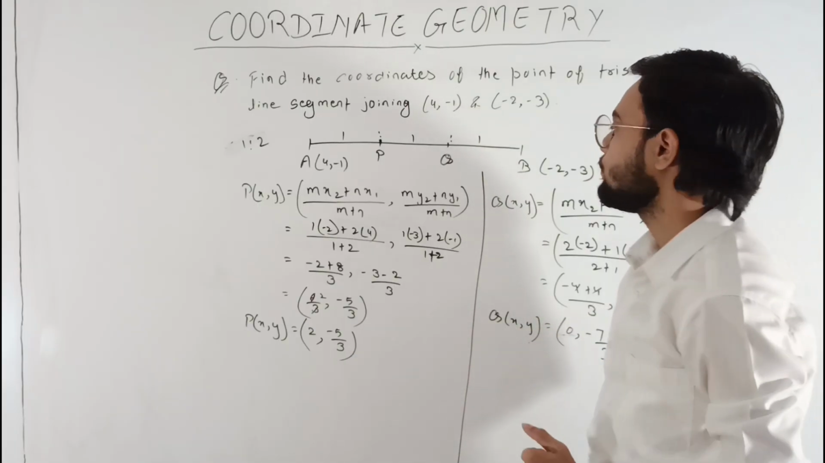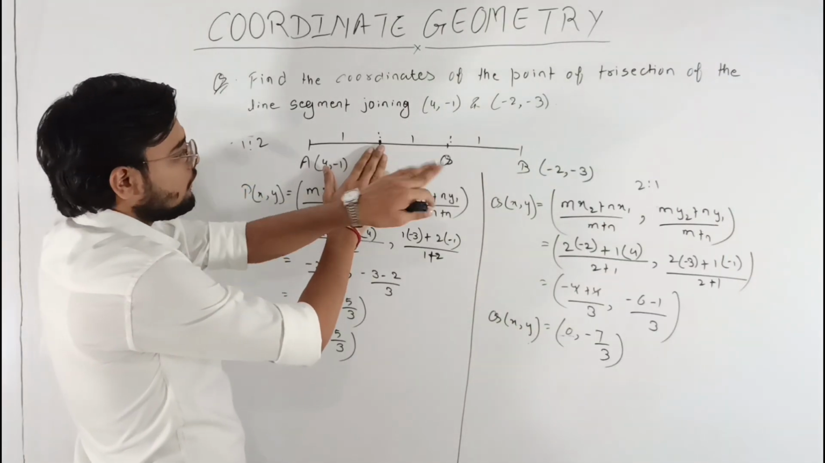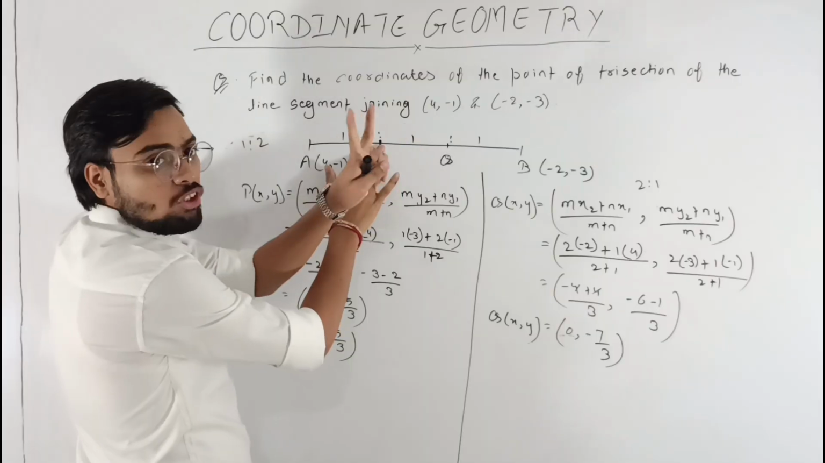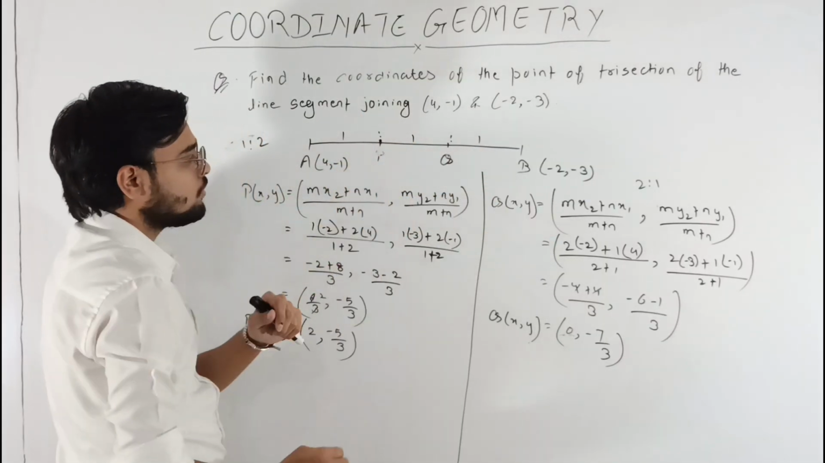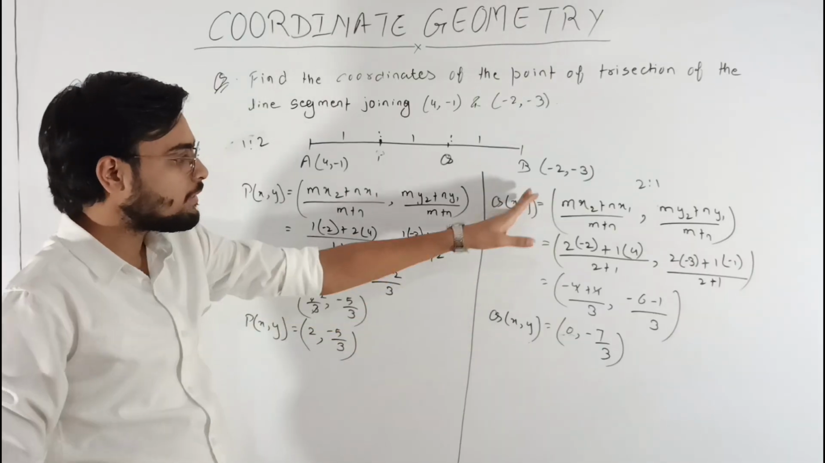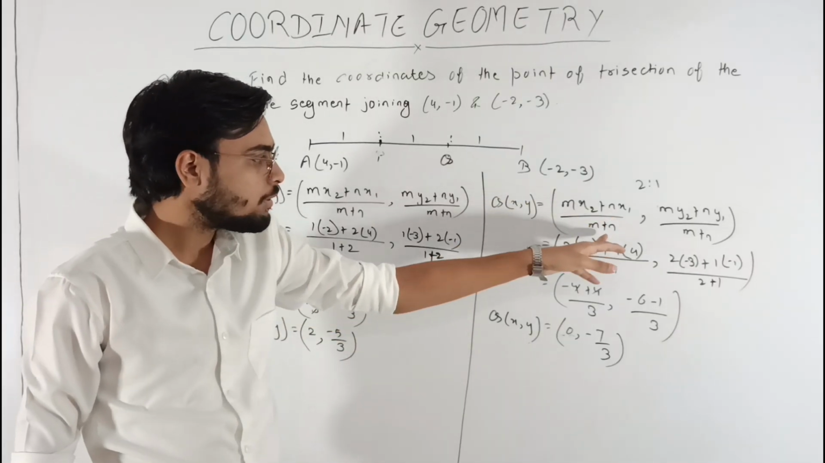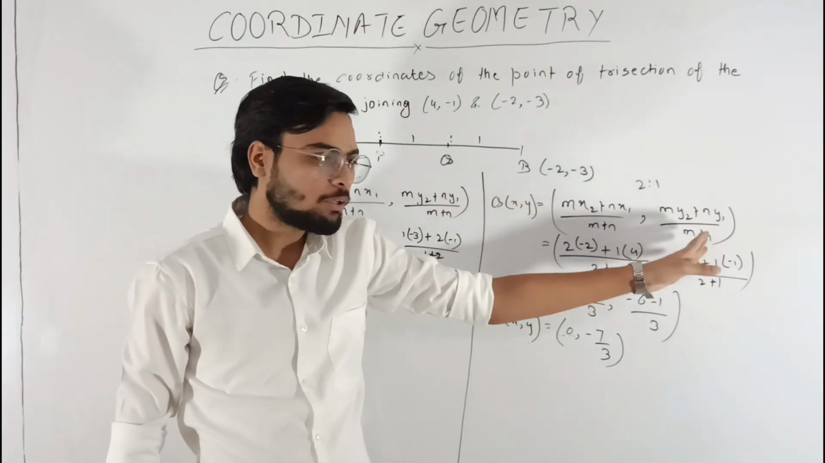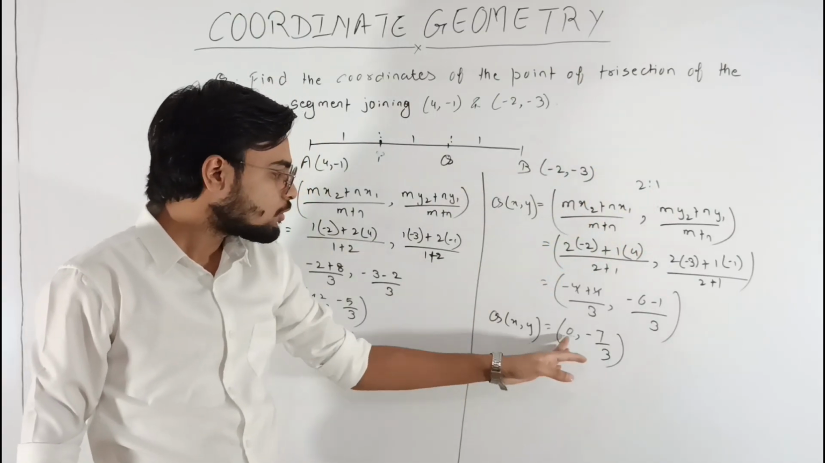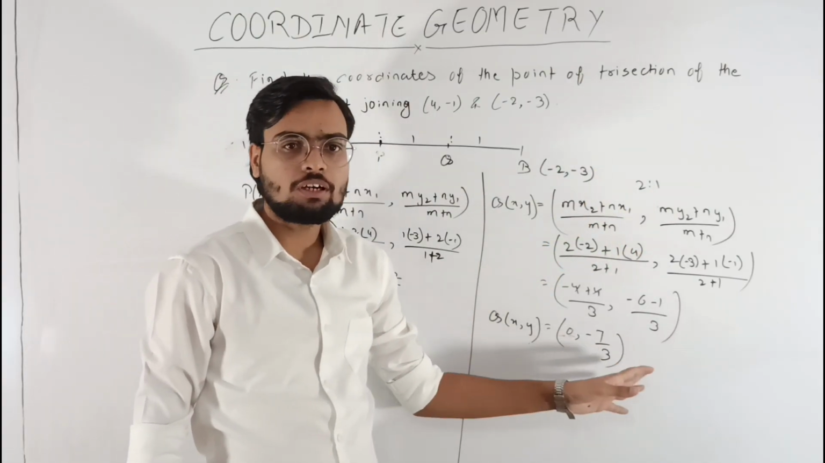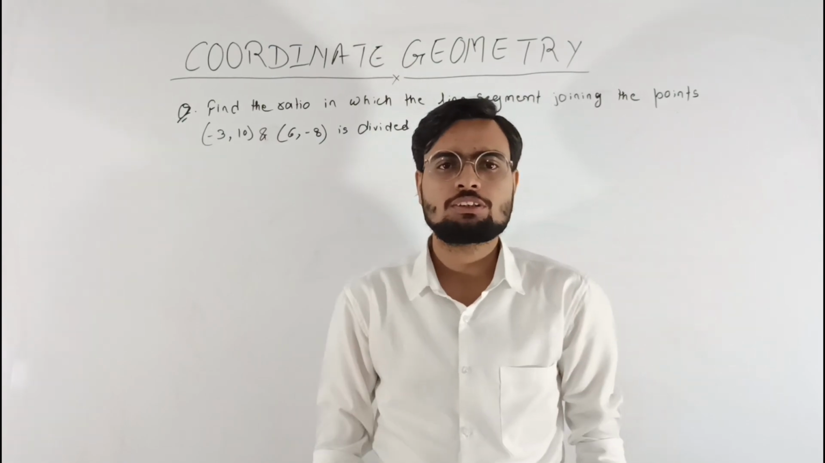Now the same thing for Q. Now I hide P, then look, this Q divides this line in the ratio of 2:1. This 1 becomes 2 and this is 1. So the ratio is 2:1. Now look here, Q(x, y). Again by the section formula, (m x2 + n x1) upon (m + n) and (m y2 + n y1) upon (m + n). Here m is 2, n is 1. So our result is Q(x, y) is equal to 0 comma minus 7 upon 3. Okay, now let's move towards the next question.